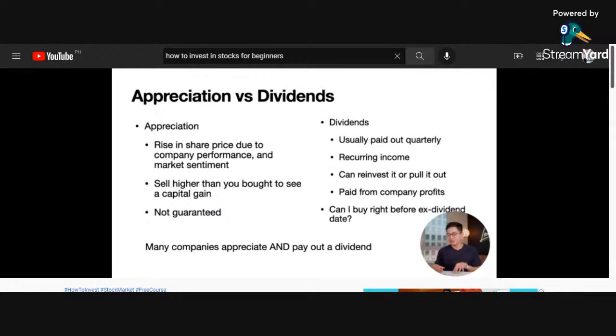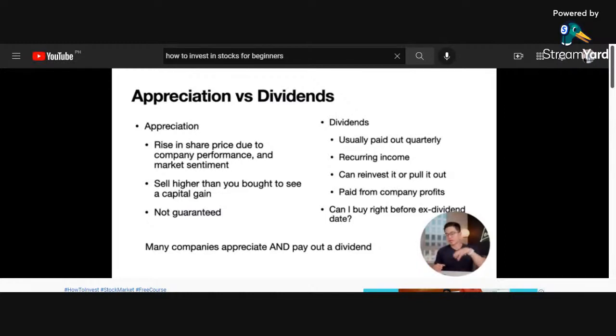You can also make money through dividends. These are paid out quarterly usually, and it's a more recurring income. This happens when companies are paying out a portion of their profits to their investors. So they're basically rewarding you by paying you out a little dividend. What you can do with this dividend is you can actually reinvest it, so use that dividend money to actually buy more shares, or you can pull it out and just use it for your daily life expenses.